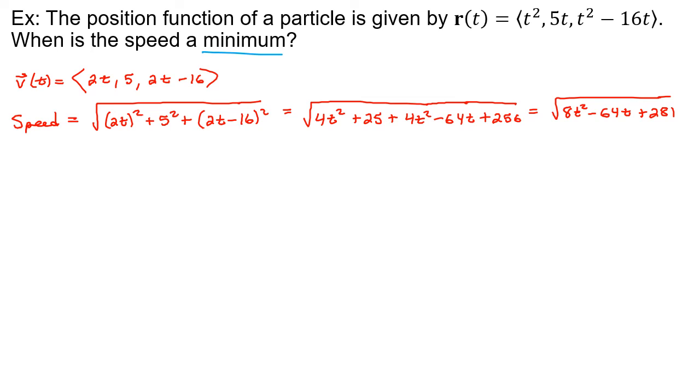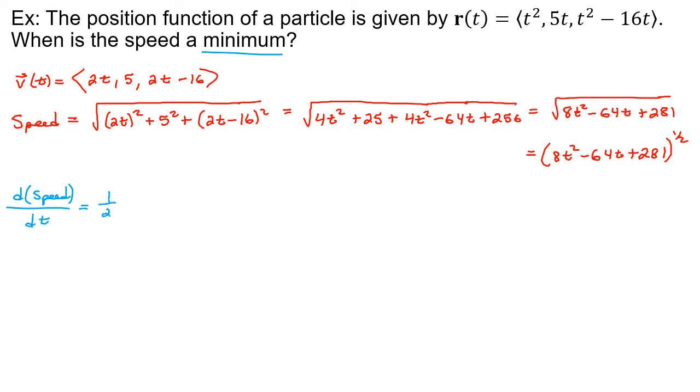Now, because I'm looking for a minimum on the speed, just like you did in Cal 1, if you're looking for a max or a min, you took the derivative and set it equal to 0 to find any critical values. Well, that's what we're going to do here. My formula that I'm going to be using for it is my speed. So I'm actually going to make this say 8t squared minus 64t plus 281 to the 1/2 power, because I need to take the derivative of that. So I need the derivative of the speed function over time.